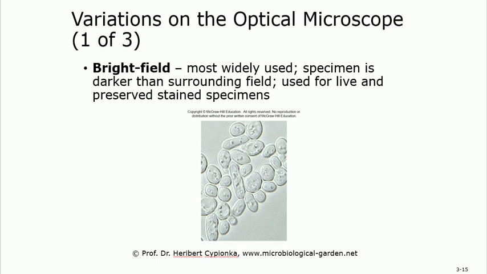Still talking about the optical microscope, you can use 3 different variations, 3 different fields. The bright field is number 1, and most of the time this is what we're using. In this case, the specimen will be darker than the surrounding field. Okay, and what do you use that for? Live, preserved, stained specimen. This is something that's important to remember.